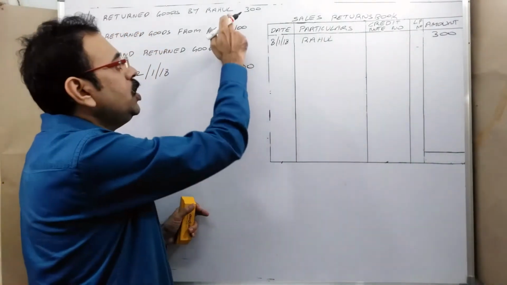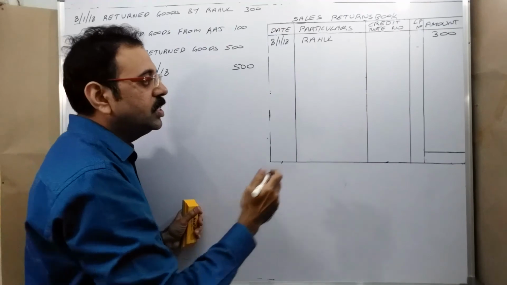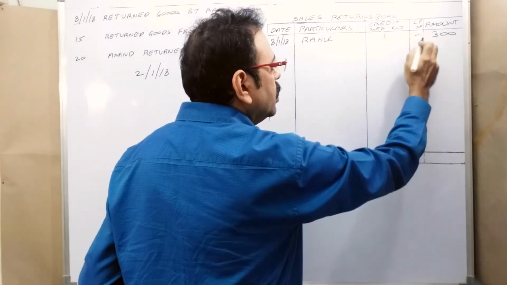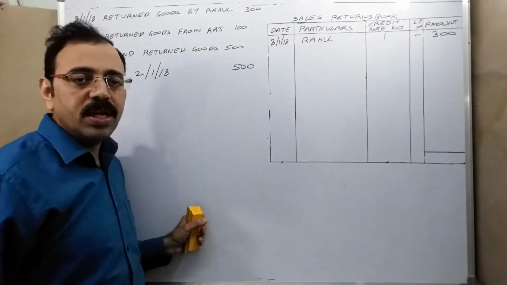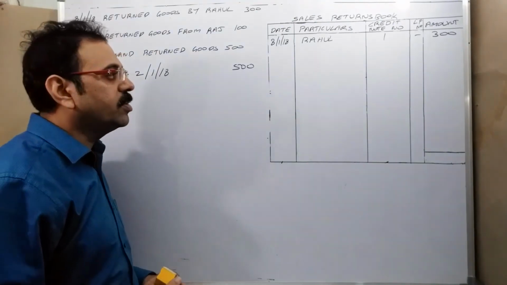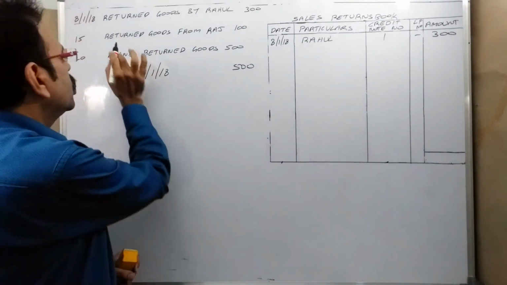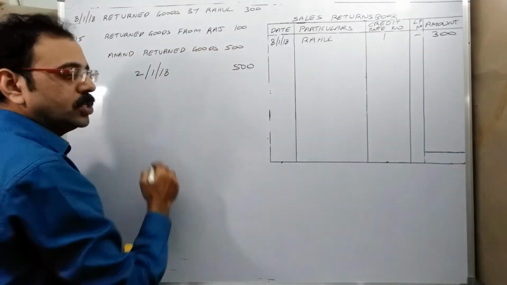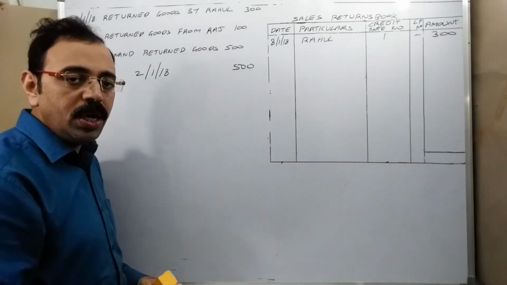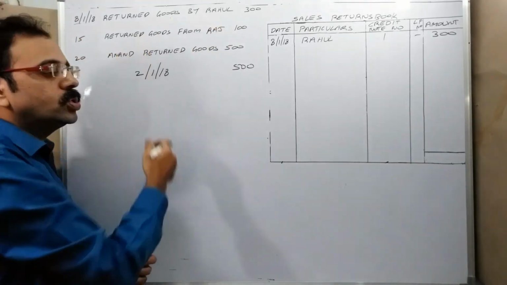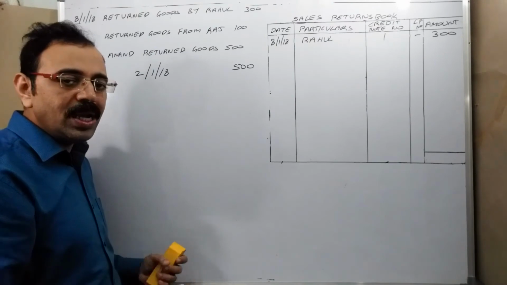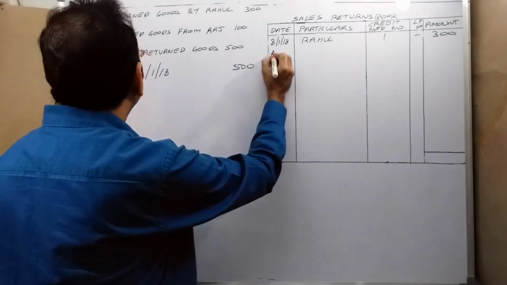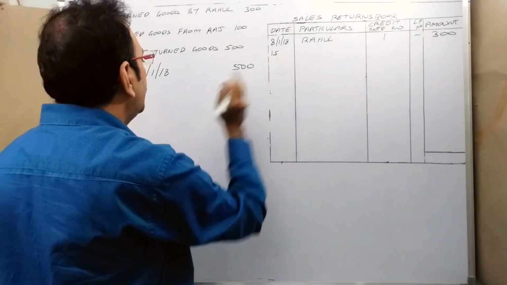Since credit note numbers are not given in the question, we assume that we are giving the numbers 1, 2, 3 like that. Write down 1. Then next one, goods returned from Raj. Once we sold goods to him, now he is returning these goods to us. This is also sales returns. Write down here 15th date.